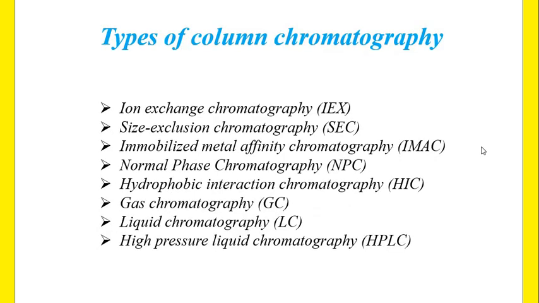There are different types of column chromatography like ion exchange chromatography, size exclusion chromatography, immobilized metal affinity chromatography, normal phase chromatography, hydrophobic interaction chromatography, gas chromatography, liquid chromatography, and high pressure liquid chromatography. All of these types will be discussed in my next lecture.